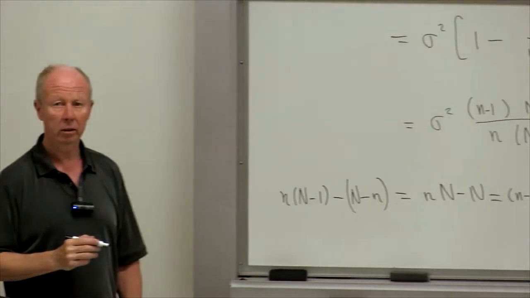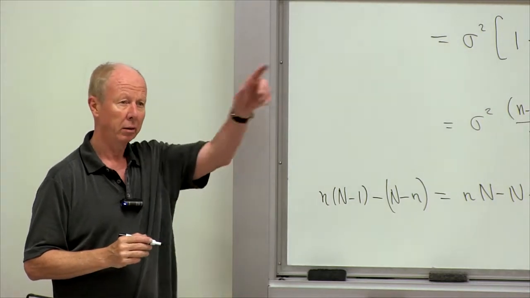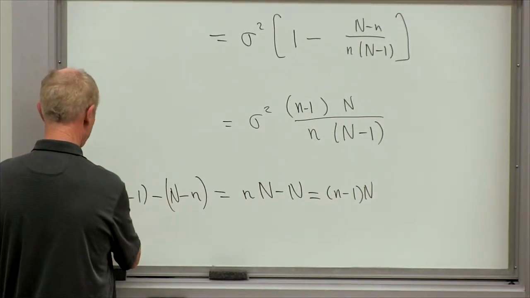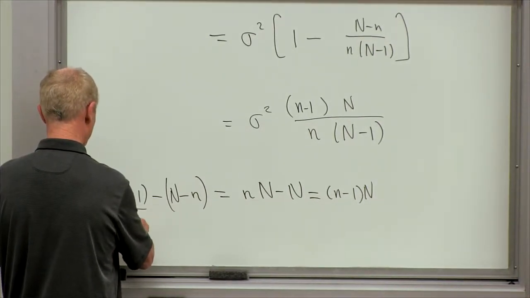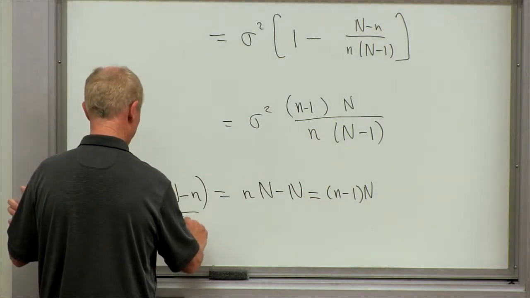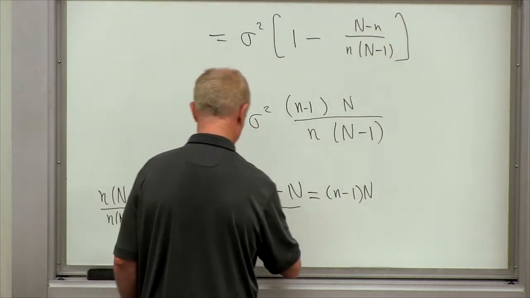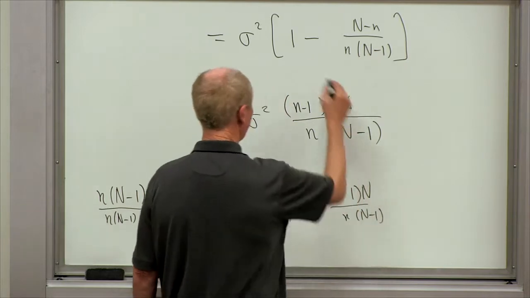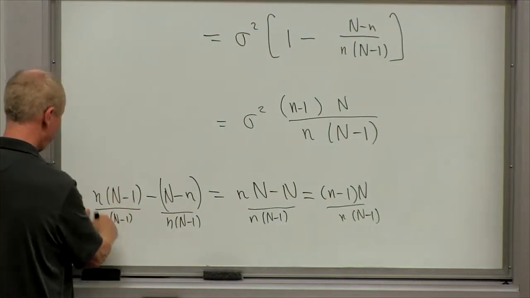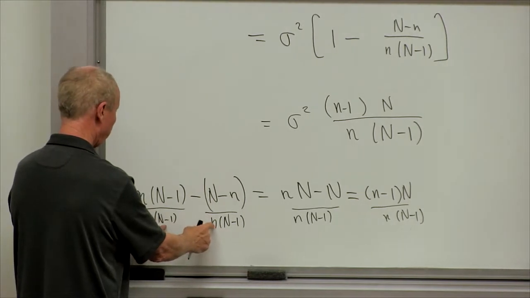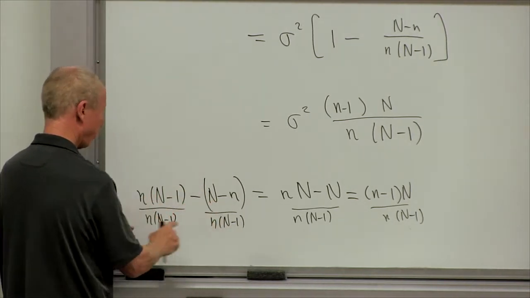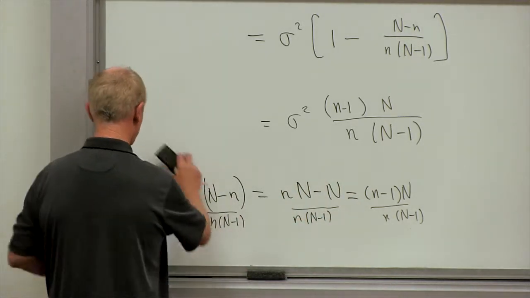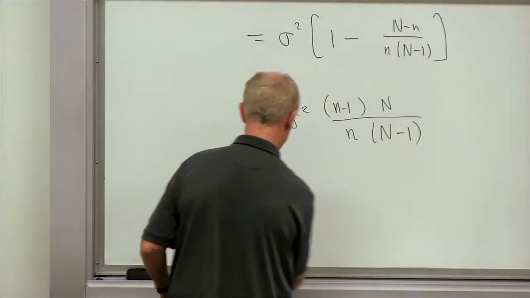So everybody see what I did? It's okay? See, this is what you'd get. When I combine these two, I get this. I rewrite 1 this way. When they have a common denominator, I have to subtract this numerator from that one. And the little n's cancel. And so we get that. So this is the expected value of sigma hat squared.